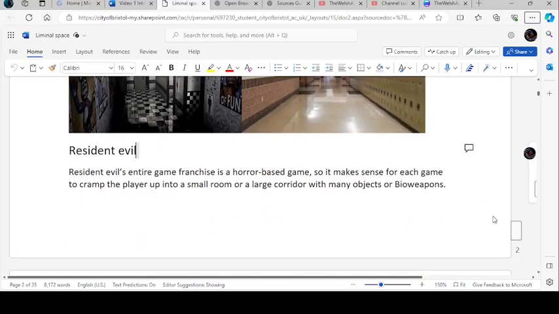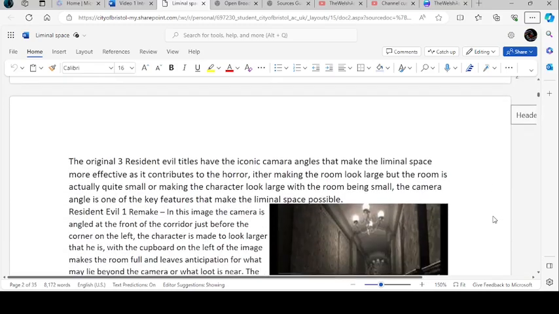So, Resident Evil is one of these games that has liminal space all over it. Resident Evil's entire game franchise is a horror-based game, so it makes sense for each game to cramp the player up into a small room or a large corridor with many objects or bioweapons.